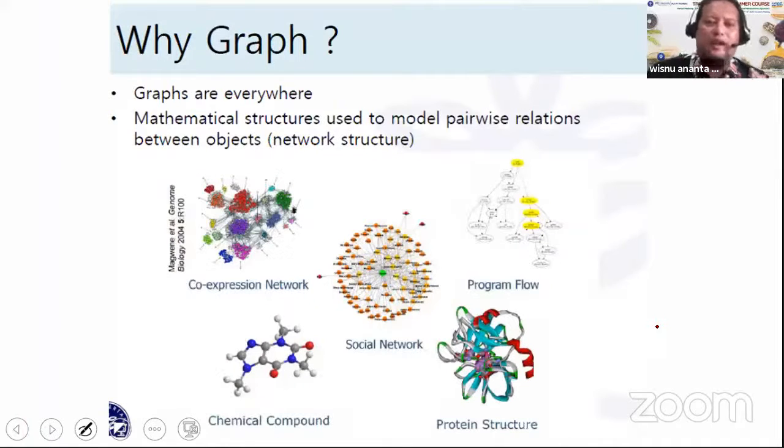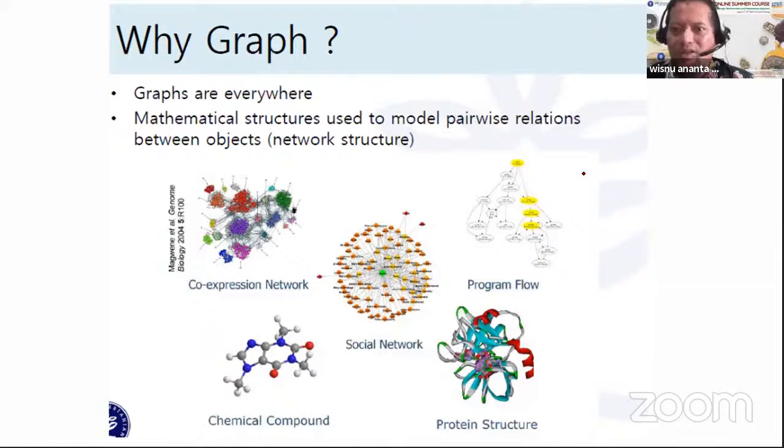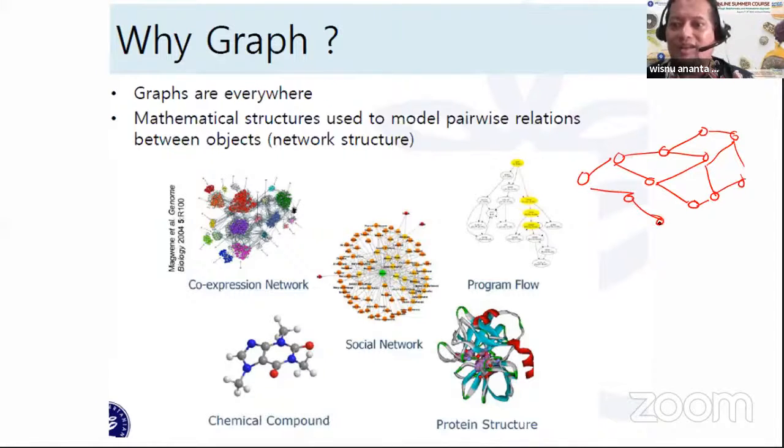So why do we use graphs? Because graphs are everywhere. For example, if you use social media like Facebook or Twitter, you can draw how news spreads from one person to another. If you got information about something, you can track the information in Twitter from the complex network like this, for example.